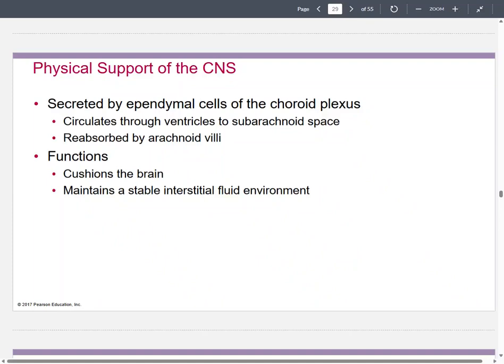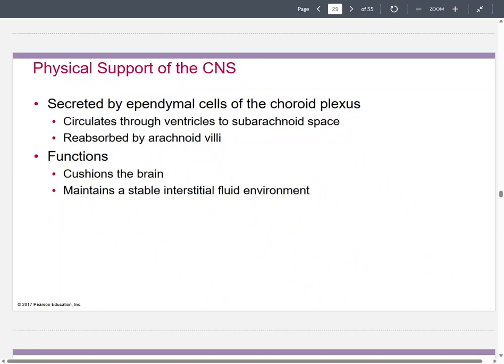What does CSF do? CSF's primary function is to cushion the brain. So when you come to a sudden stop, your brain doesn't smash into the front of your skull, partially because of ligaments connecting it to the skull, but also because there's this fluid to cushion it. The other thing it does, and this is just as important, is it helps maintain a stable interstitial fluid environment.